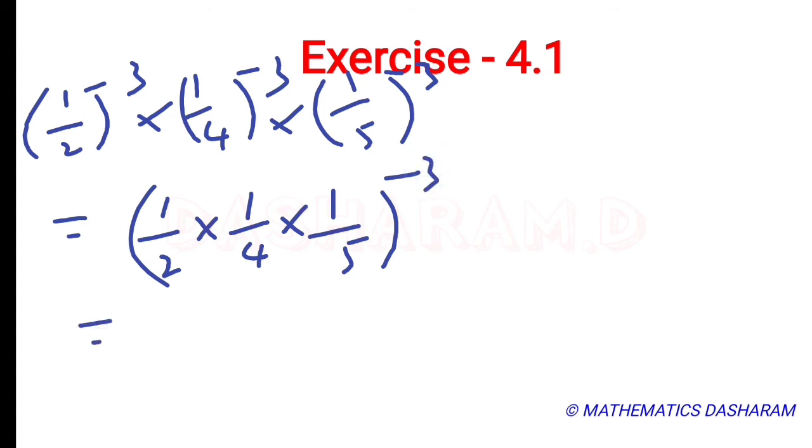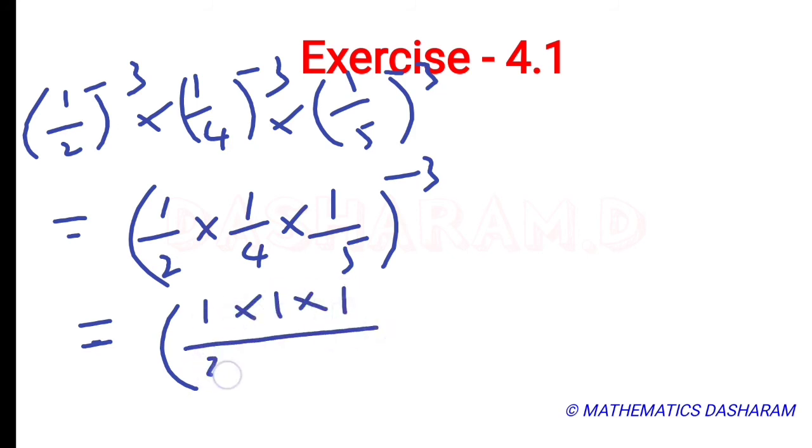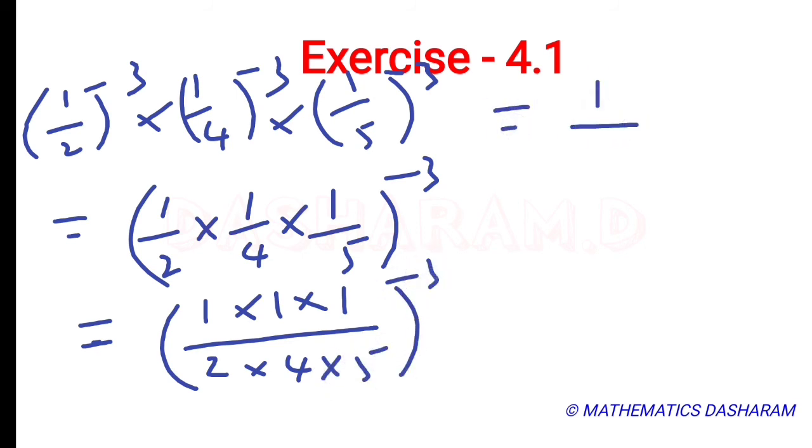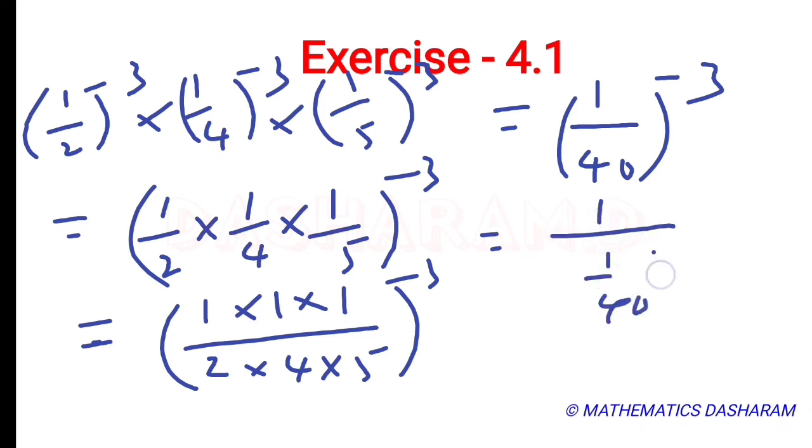What we have to do here is multiply the numerators, because it is a total multiplication, and multiply the denominators, whole power minus 3. So 1 into 1 into 1 is 1, 4 twos are 8, 8 fives are 40, whole power minus 3. Now we can convert into a positive power. So 40 cube is the answer.